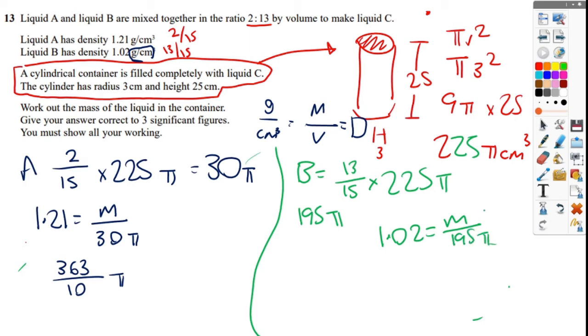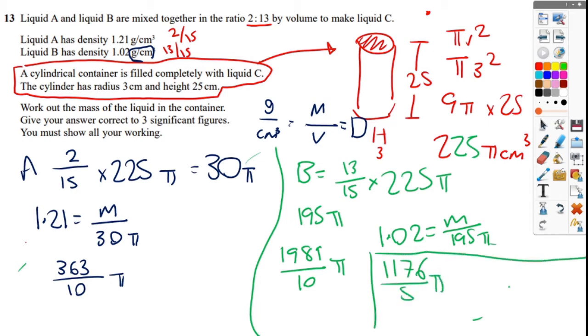So to work that out, I've got to times both of them by 195 pi, which gives me 1989 over 10 pi. Now what I need to do is add both my fractions together, because that's going to be my component of A and my component of B, which have slightly different masses. 363 over 10 pi plus that, which gives me the answer 1176 over 5 pi.